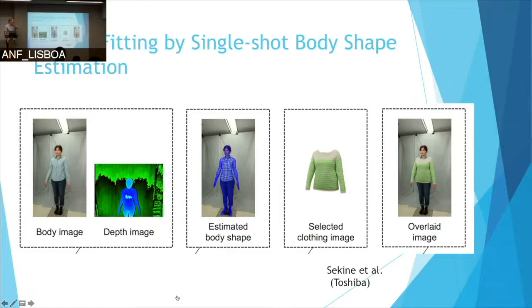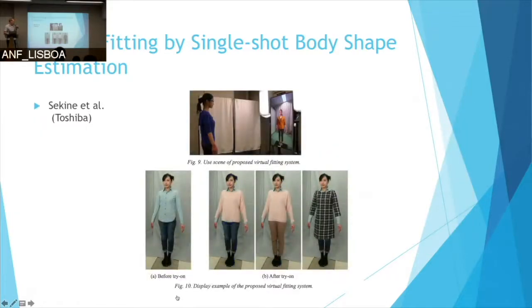So here's a piece of work by Toshiba where they've got some sort of setup where they can take a real-time depth image of someone and then fit a body model to that and then superimpose a new set of clothes on them and see what it looks like. So it looks like this. The person's here, but you can see what she sees is different clothing that she's wearing.